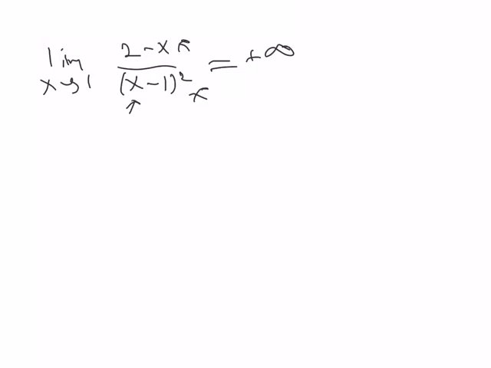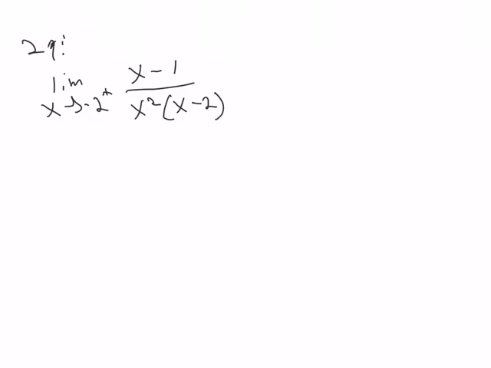Okay, the next example is also similar to these. I'm doing now problem 29. We have the limit as x goes to negative 2 from the right of (x minus 1) over x squared, x minus 2. Over here on top we have negative 2 minus 1, so on top we're going to have a negative number, some negative constant.